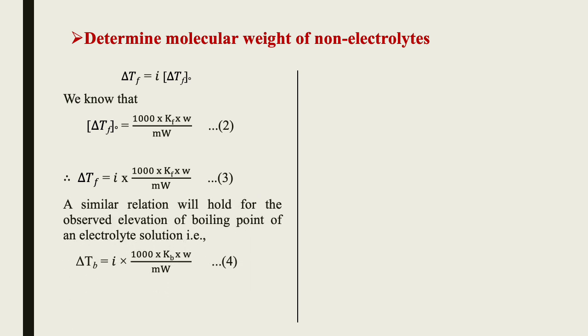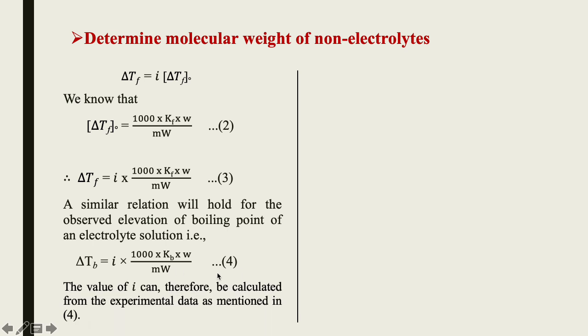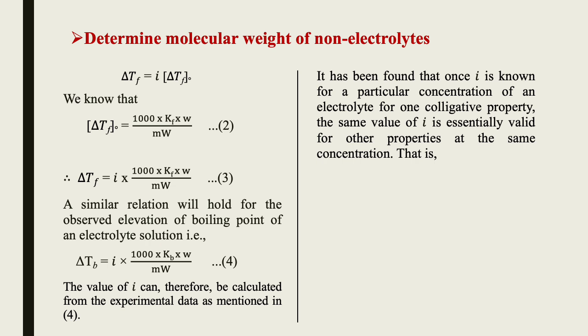A similar relation will hold for the observed elevation of boiling point of an electrolyte solution. Instead of TF you have to put just TB. So delta TB is equal to i into 1000 into KB into small w divided by small m into capital W. This will become equation number 4. So the value of i can be calculated from the experimental data as mentioned in 4. If you know the value of i, you can calculate the elevation of boiling point.